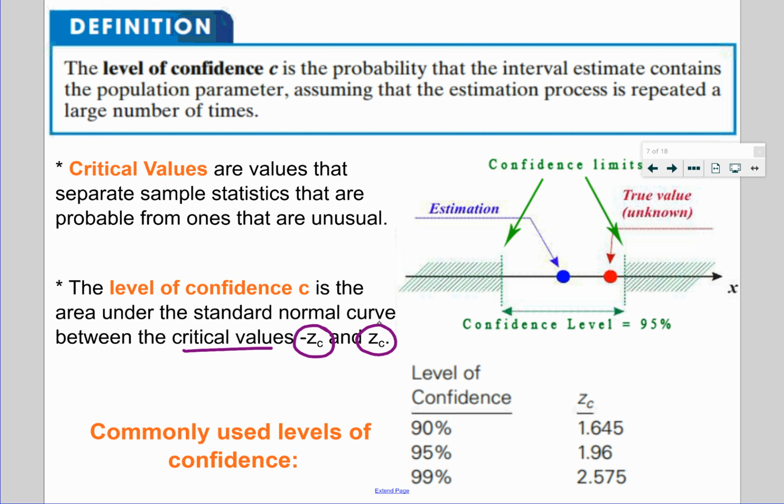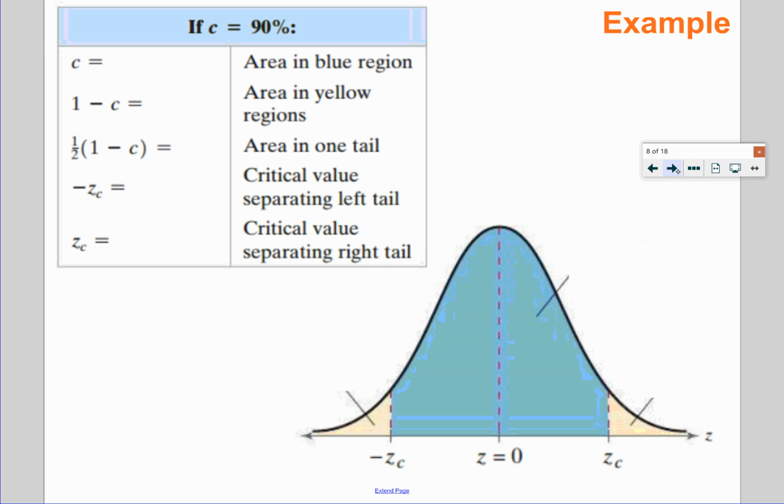Okay, so let's look at your paper. We'll do just one example so you can kind of understand how this level of confidence percentage that we're going to have relates to our standard normal curve that we've been using. So let's say we have a 90% level of confidence. The C value that we're looking at is just that decimal, 0.90.